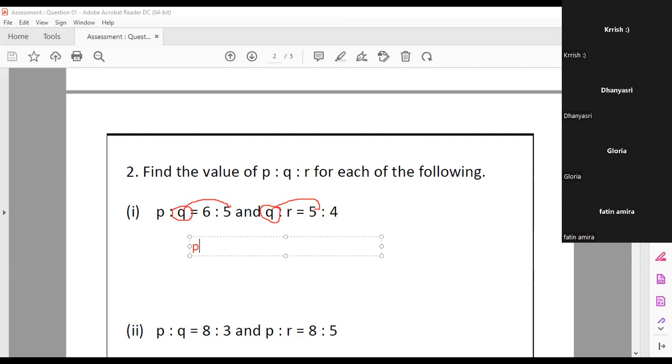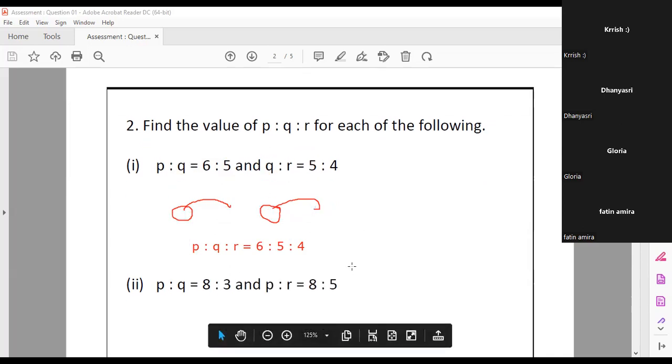as P to Q to R equal to P 6, Q is 5, and Q is the same on the other side as well. So we just have to copy the R, follow with the R. I don't have to do anything because Q happens to be the same value or the same number of parts. Do you guys understand? Can I have a thumbs up on this? Good. All right, let's look at the second question.